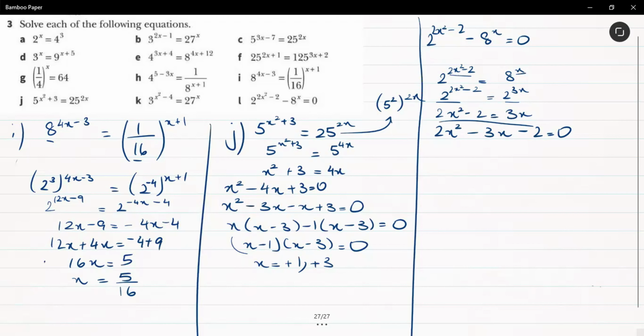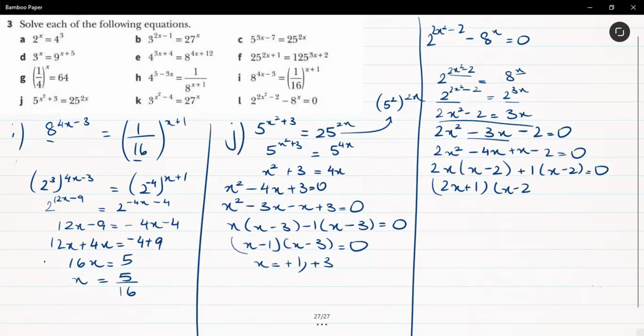Okay, so this is 4. What would be the factors of 4 that would make negative 3? Easy. 2x squared minus 4x plus x minus 2 is equal to 0. Now solve this quadratic equation real quick. 2x as the common, x minus 2, here plus 1 as the common, x minus 2 is equal to 0. 2x plus 1 multiplied by x minus 2 is equal to 0. And we have x is equal to negative 1 divided by 2, or x equal to positive 2.